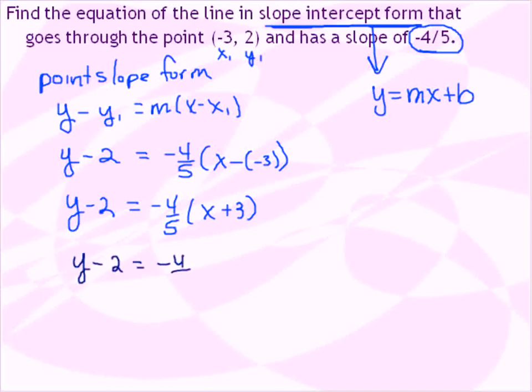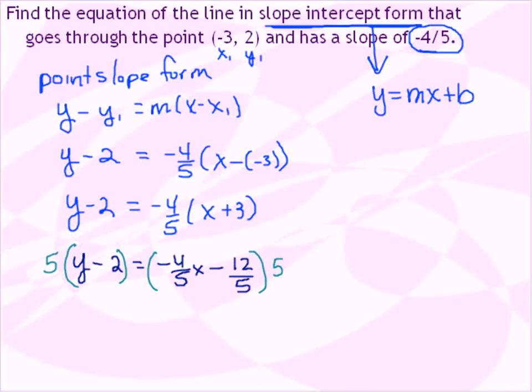So that gives me -4/5 x. -4/5 times 3 is -12/5. Now, we don't like fractions. We can get rid of them very quickly by multiplying both sides of the equation by the denominator of 5. I'm going to put the 5 on this side. I don't have room in front.